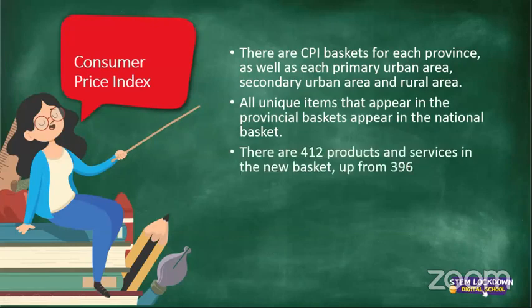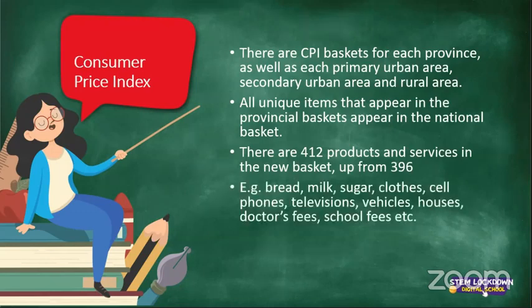Currently, there are 412 products and services in the new basket, up from 396. So if you go check the inflation statistics and you want to find the current consumer price index, there are 412 products nationally, né? Those are the ones that are informing the current inflation rate. For example, the items in that list now are bread, milk, sugar, clothes, cell phones, televisions, vehicles, houses, doctors' fees, school fees. These are the things currently in the basket. That means this is what most people are spending their money towards.